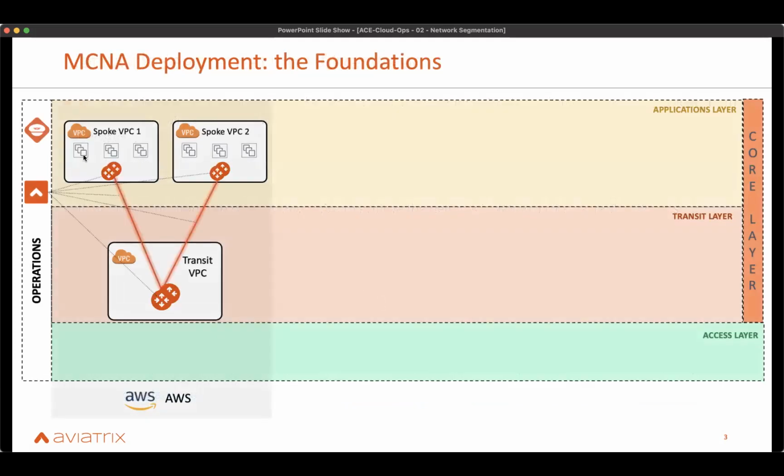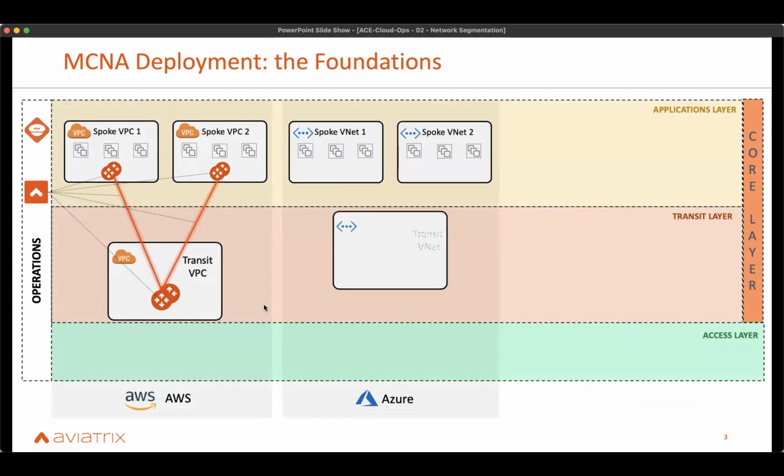So the idea is, again, we all know by now, having taken associate, that you have some spoke gateways. They are the gateways that live within your VPC next to your workloads. And there is like a hub, which is your transit, and that aggregates all of your spoke gateways. And then you can repeat the same thing in Azure. And then obviously you'll have to peer. Transit to transit connection is called a peering. A spoke to transit is called an attachment.